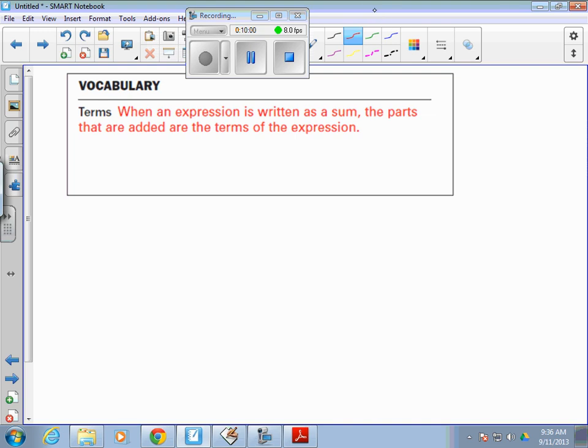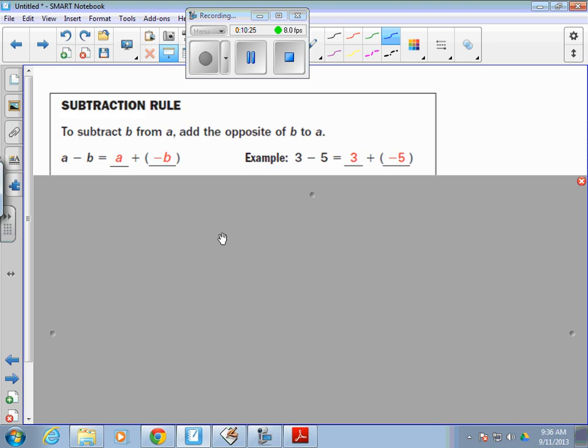We have a couple of definitions. When an expression is written as a sum, that means when you're adding parts up, the parts that are added are the terms of the expression. So, for instance, 2 plus 3 plus 1, those would be your terms, 2, 3, and 1. X plus 2 plus 1, your terms would be X, 2, and 1. So the things that are adding together are your terms.